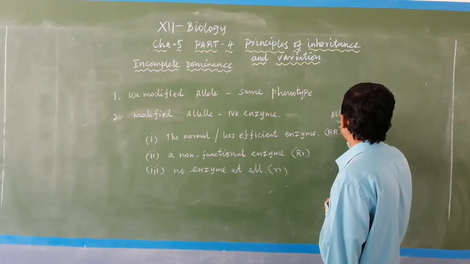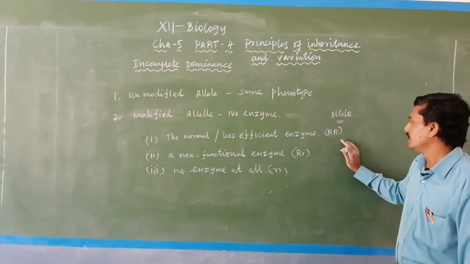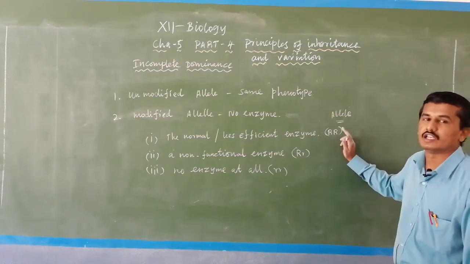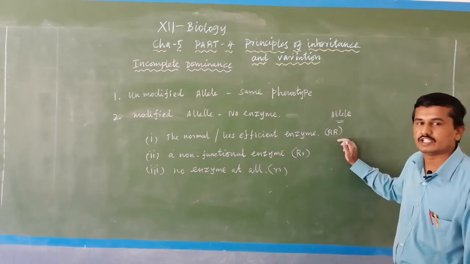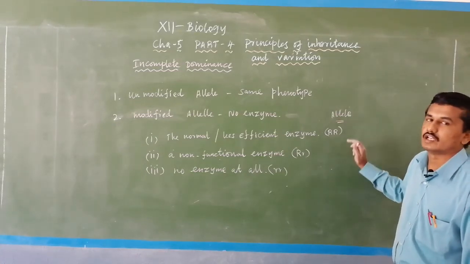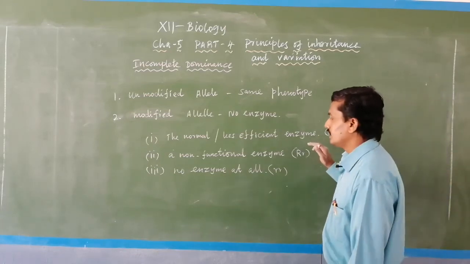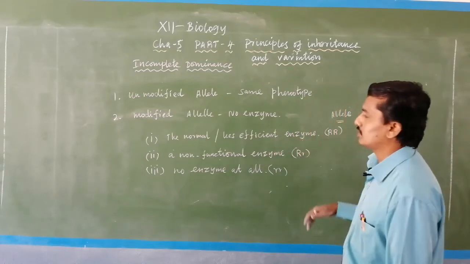Contrasting factors, maybe similar, are also known as alleles. Here capital R is an allele; only capital R means a factor or gene. So, two factors are known as alleles. Listen, in this first situation the normal or less efficient enzymes are produced.